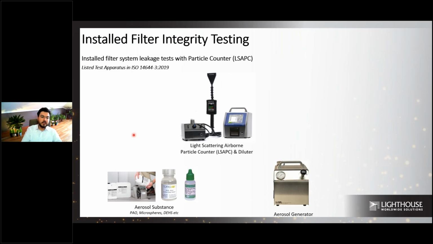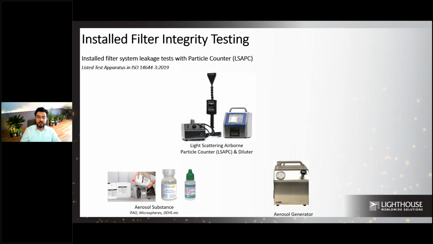Let's start with this technique described in ISO 14644-3. It is an installed filter system leakage test with particle counter. Downside of this method, if you are using just a particle counter with a computerized system, you are collecting all this data, and you will see later on there are lots of calculations related to this system. But I will today also introduce you to our ScanAir Pro, which does most of your job automatically with a smart interface.